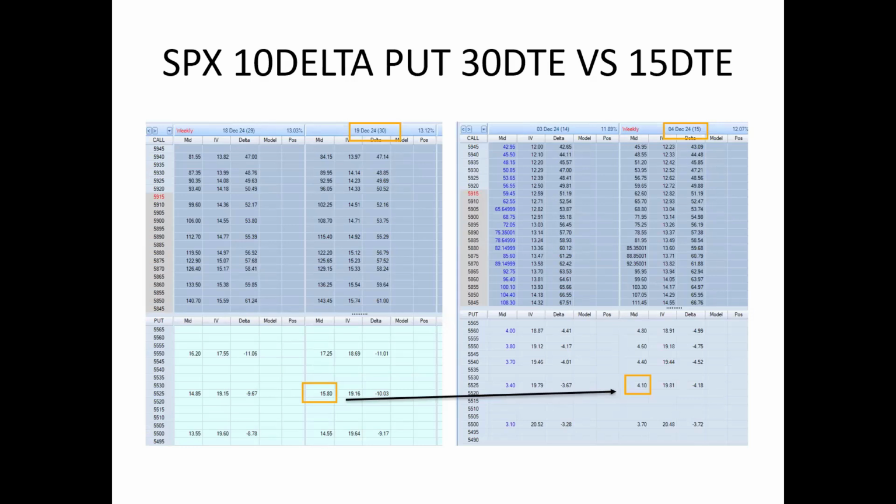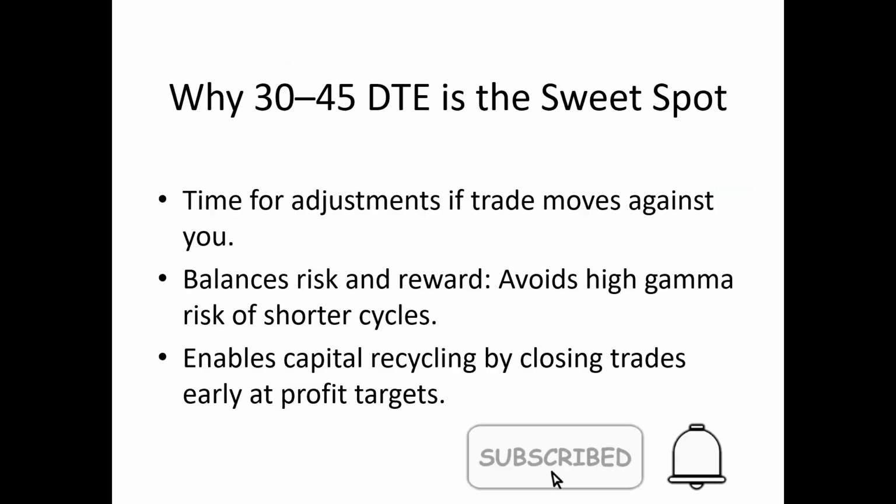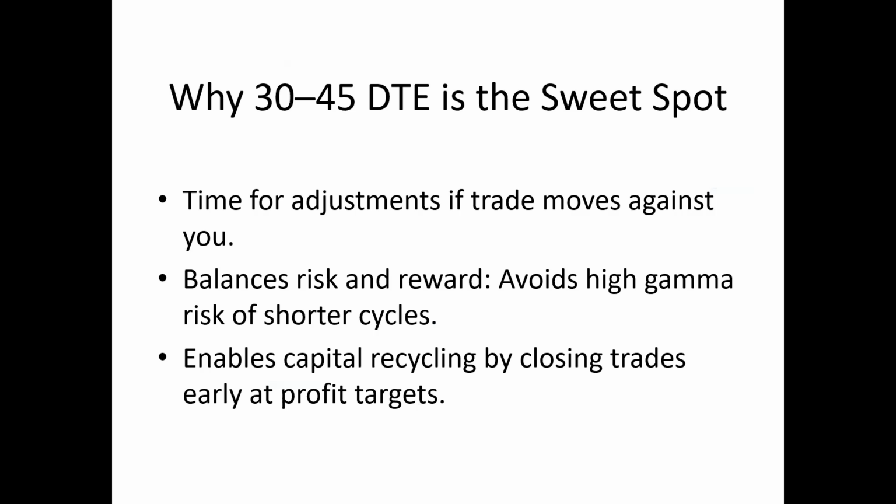But most of the time, when markets are calm, when volatility is somewhat in check, we could expect to see a big drop in the premium in the first 15 days. So why is a 30 to 45 DTE a sweet spot for me? Number one, and we talked about this a couple of meetings ago, for adjustments. So time for adjustments, if the trade moves against me, is still available.